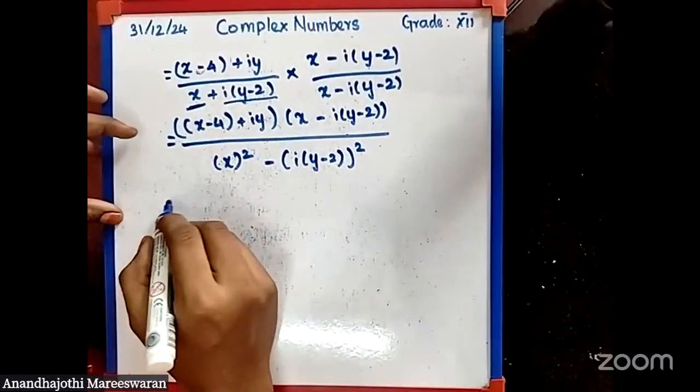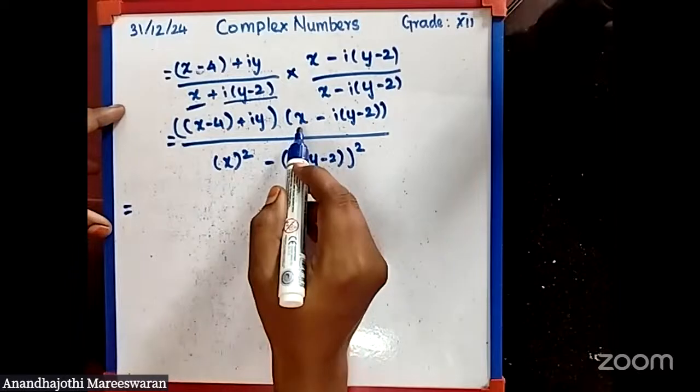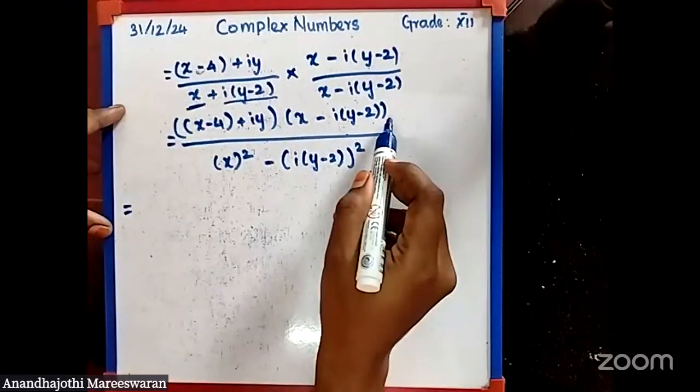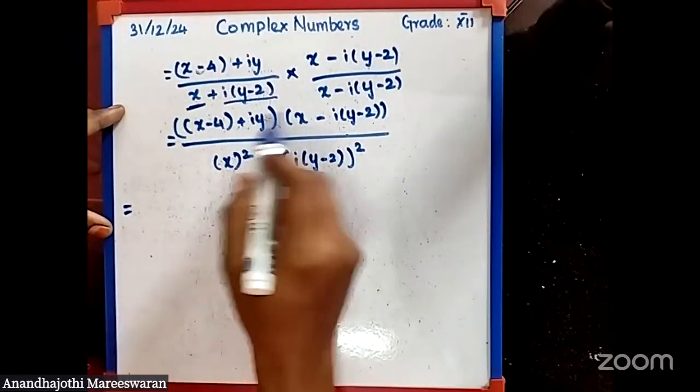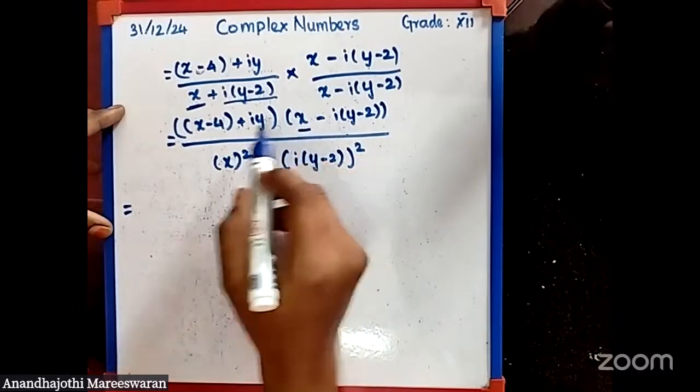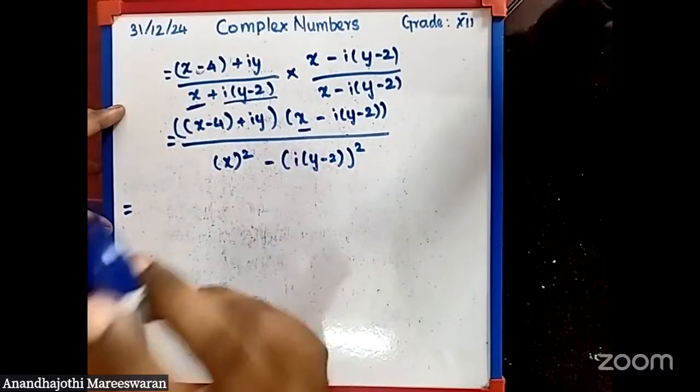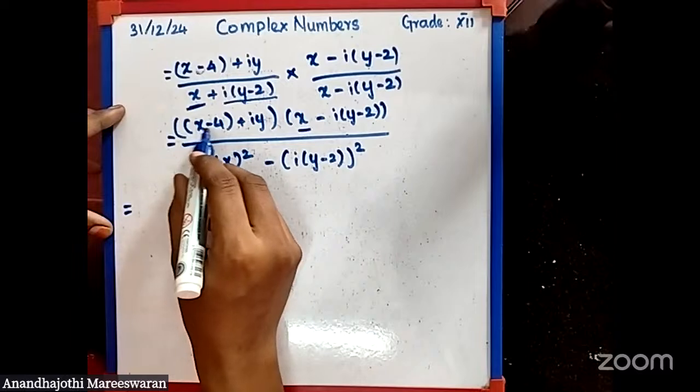Now I'm going to multiply the entire term in between these two things. First I'm going to multiply this by x. So x into (x minus 4).